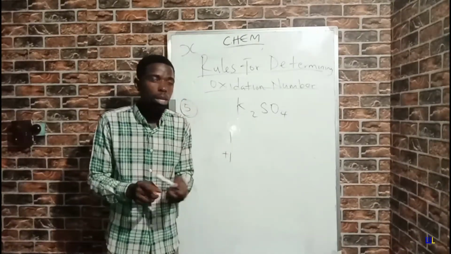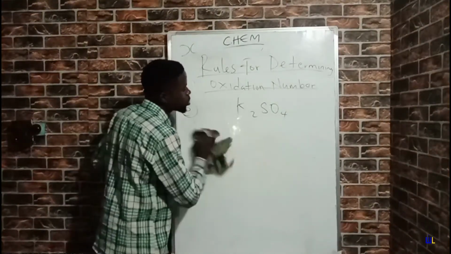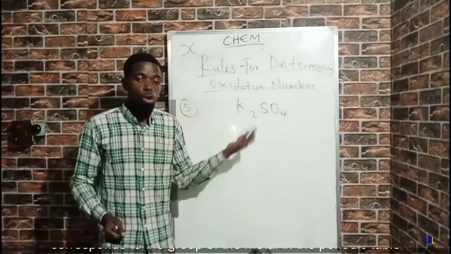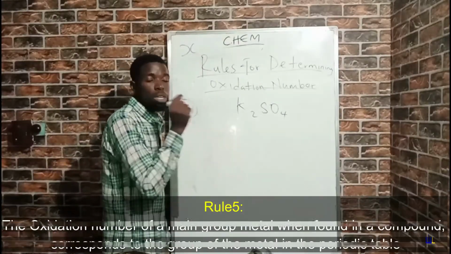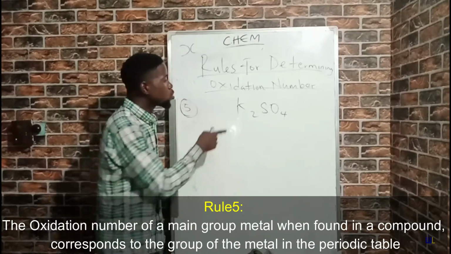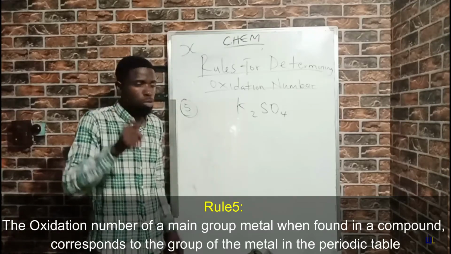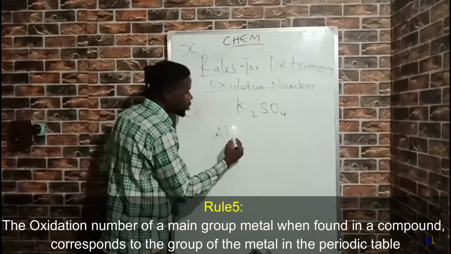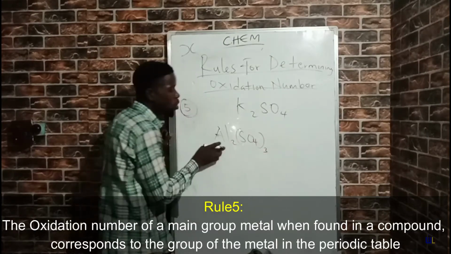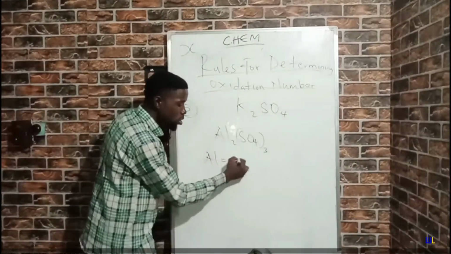Have this in mind, that the oxidation number of a main group metal should correspond to its group in the periodic table. So if I have aluminium found in a compound, the oxidation number of aluminium automatically, because I know it's in group 3, equals plus 3.